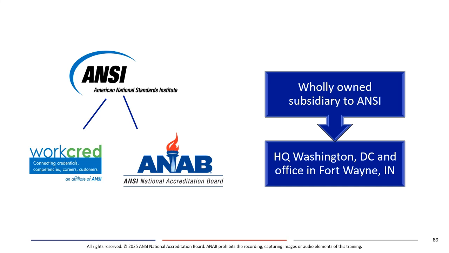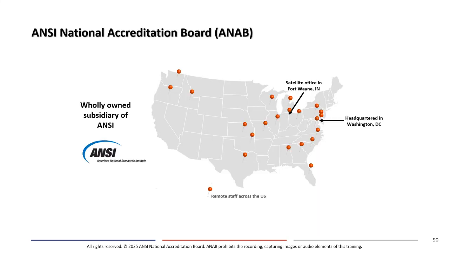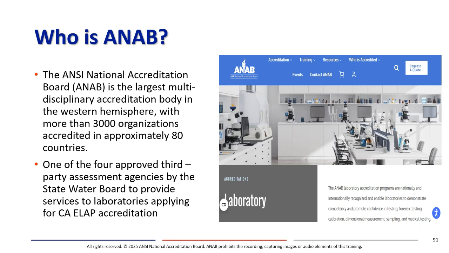Next slide, please. As you can see, our satellite office is in Fort Wayne, Indiana, and headquarters in D.C. Next slide, please. ANAB is the largest multidisciplinary accreditation body in the Western Hemisphere, with more than 3,000 organizations accredited in approximately 80 countries.